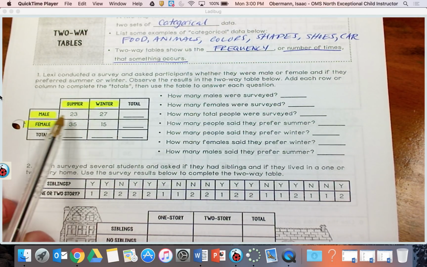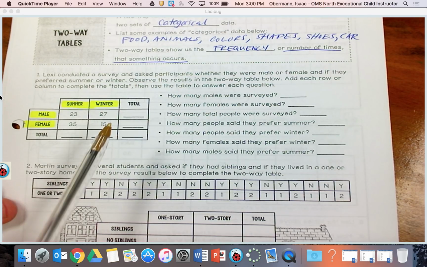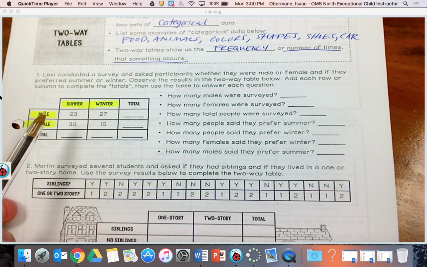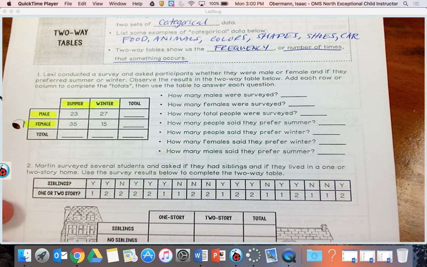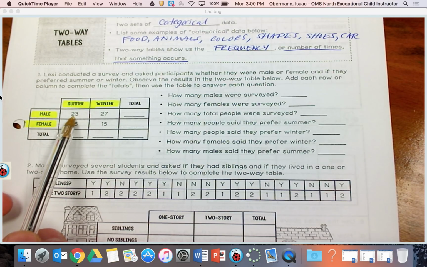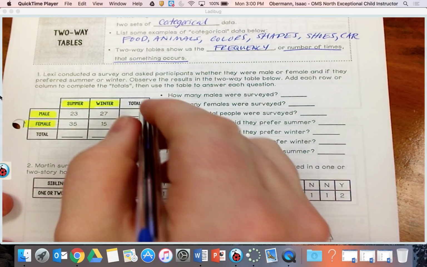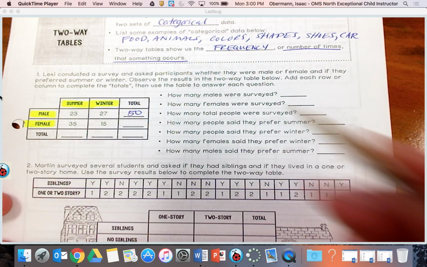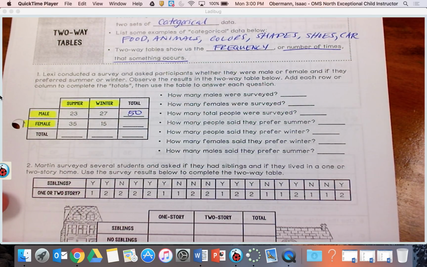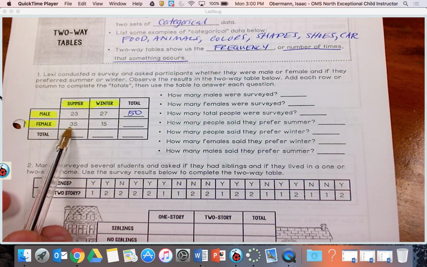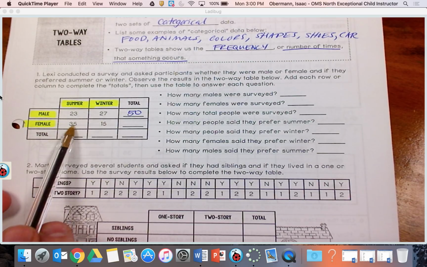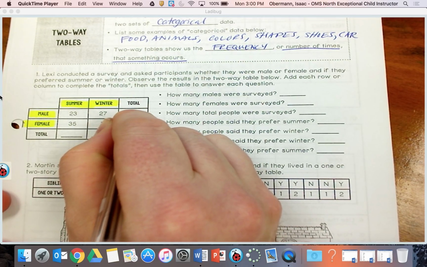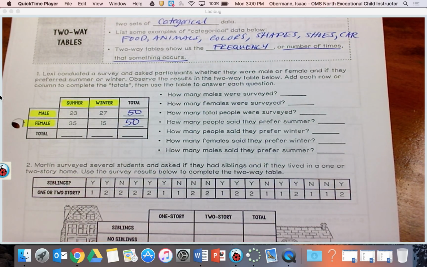Looking here, I have 23 males who like summer and 27 males who like winter. It tells me the males really don't care; they're back and forth about what season they like. If I put 23 and 27 together, I get 50 males. For the females, 35 like summer and 15 like winter. Put together, that tells me I interviewed 50 females as well.